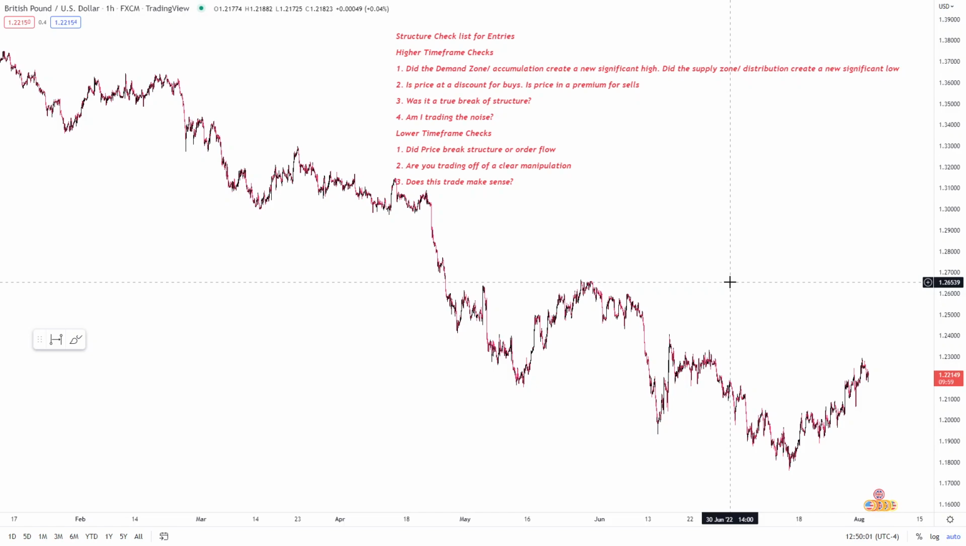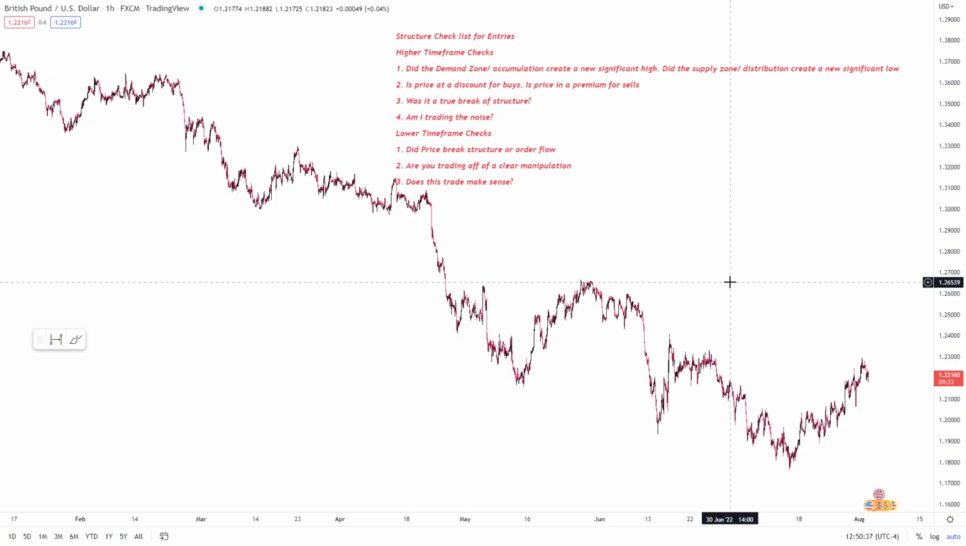So now, number 4, am I trading the noise? The noise is just M1, M5, etc. Just order flow, basically, orders being filled and manipulations taking place. So, well, you want to be trading manipulations, but you don't want to be trading manipulations that are generating liquidity. Firstly, on the lower time frame, did price break structure or did price break order flow? There's a really big difference, and you need to make sure that you understand, but we will get into that a bit later. Secondly, are you trading off a clear manipulation, so a sponsor candle, something like that?